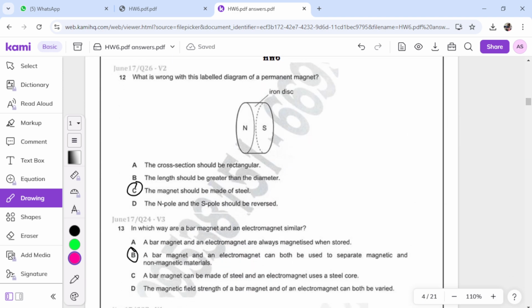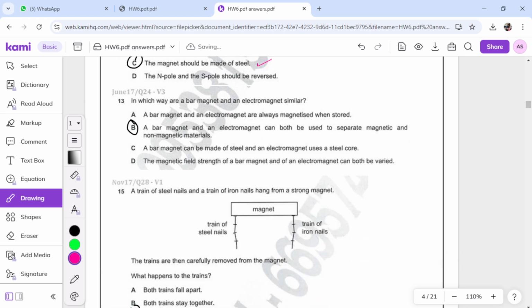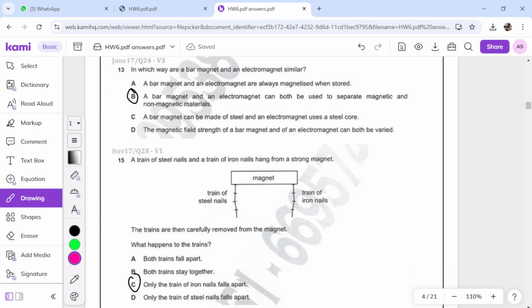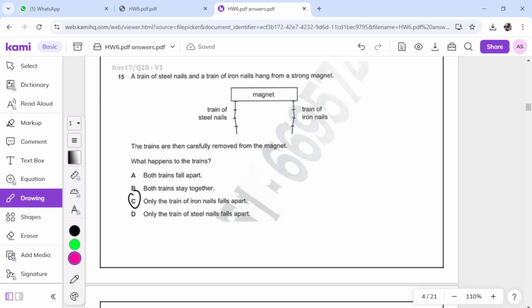What's wrong with the labelled diagram of a permanent magnet? A permanent magnet is made of what? Made of steel. So the iron disc is wrong. So this will be C. In which way are a bar magnet and an electromagnet similar? They can both attract magnetic material and not non-magnetic material. Easy question.